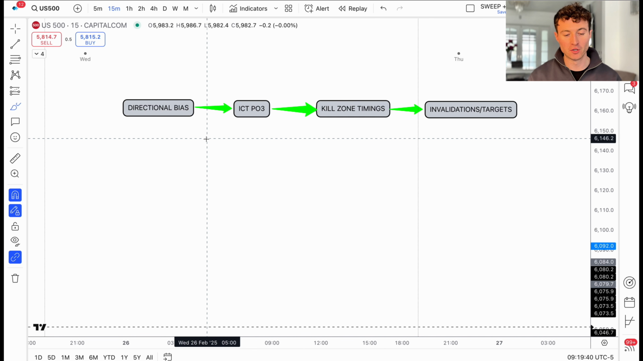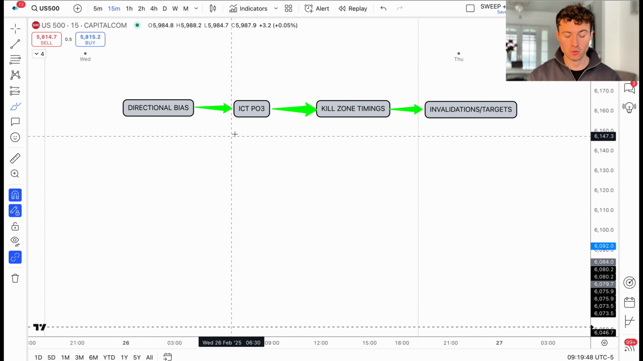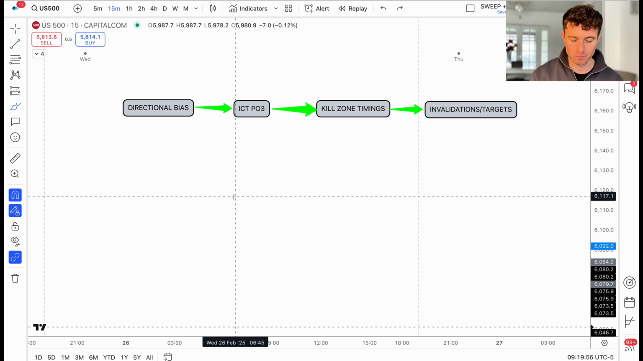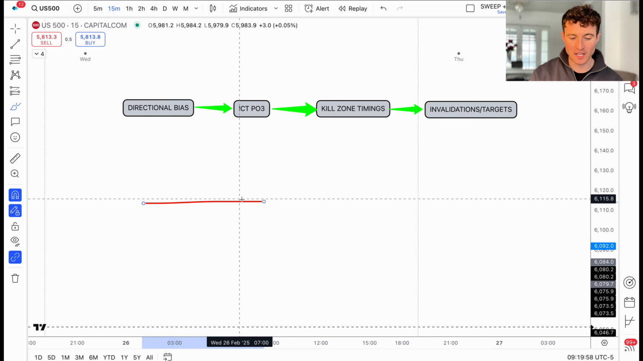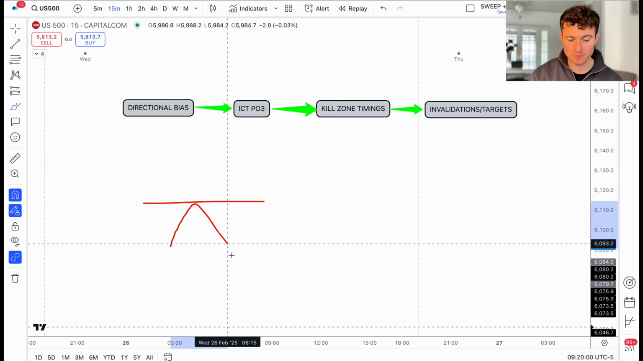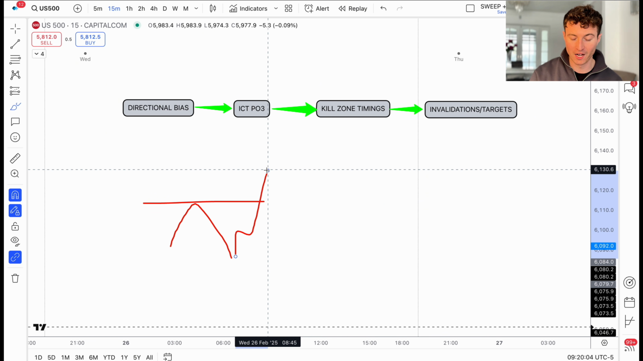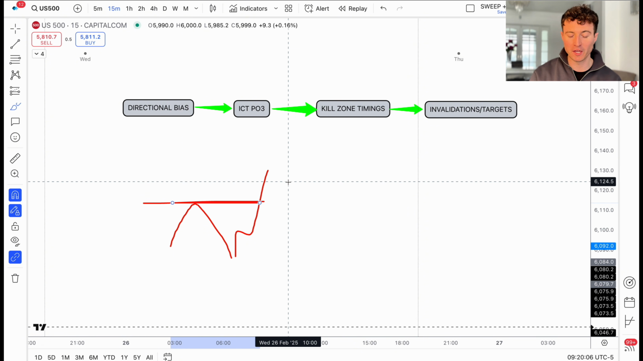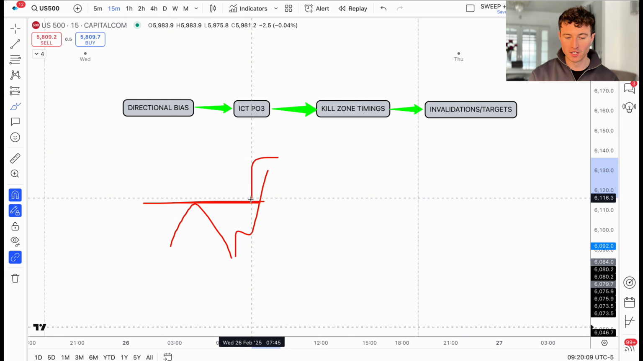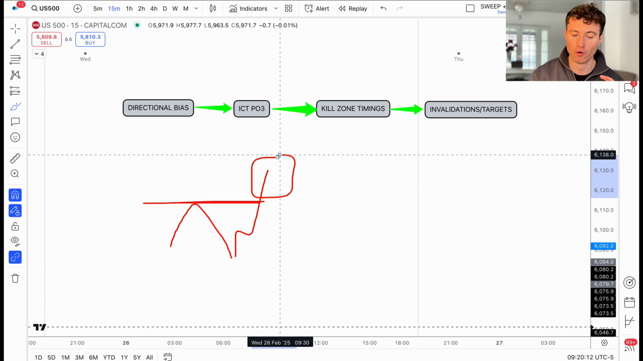Okay, so the first thing that you need to understand is a daily directional bias. Then what you need to do is pair that with an ICT power of 3. And let me just break down exactly what I mean by that. So let's say that this is the Asian session high right here. What we're going to look for is a run of buy-side liquidity above the Asian session high. This right here is what we call the ICT power of 3.